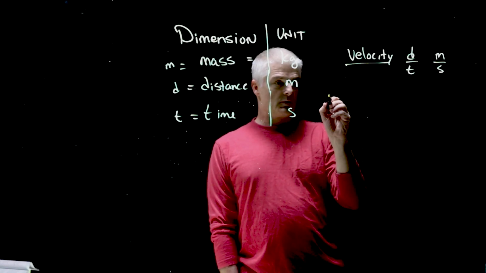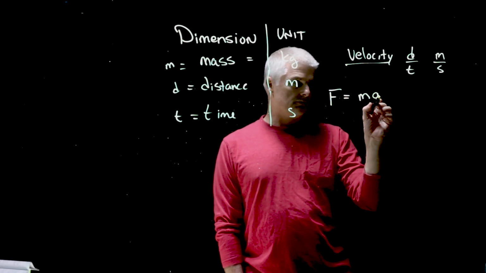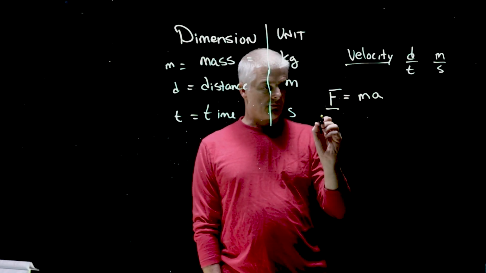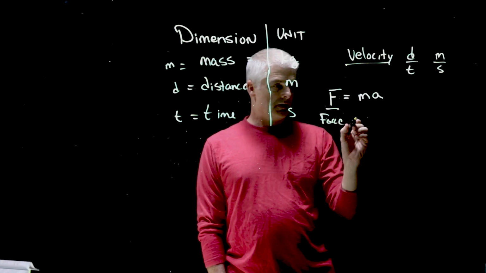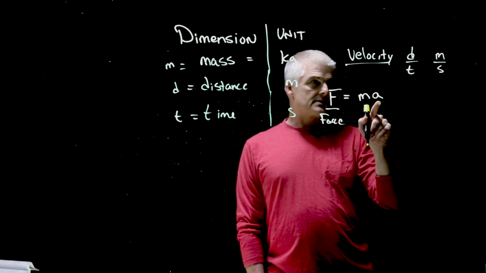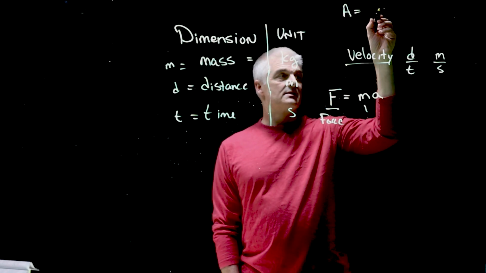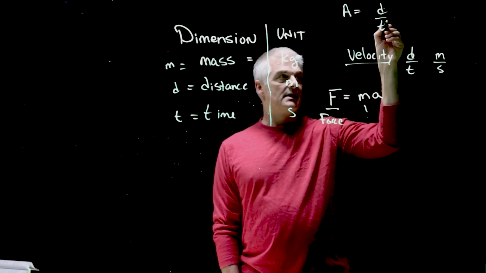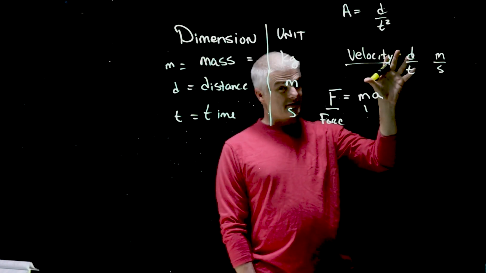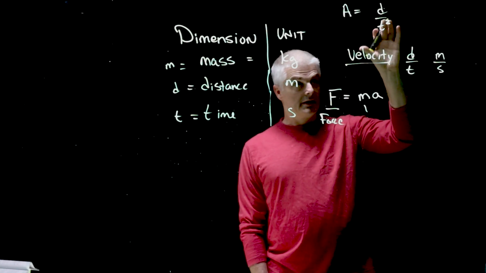For example, we could take a famous equation. You may have seen this in middle school: F equals ma. F stands for force, M is mass, that's this one right here, and A is acceleration. So let's talk about A. A is acceleration, and that's going to be distance divided by time squared. Now, we haven't talked about acceleration. We have a whole level 3 about acceleration, but we can still play the dimensions.